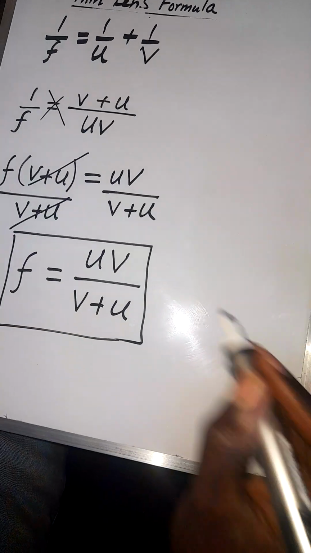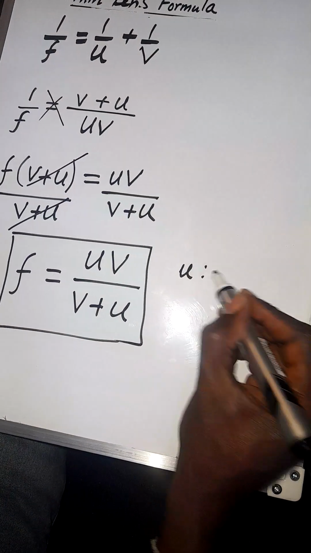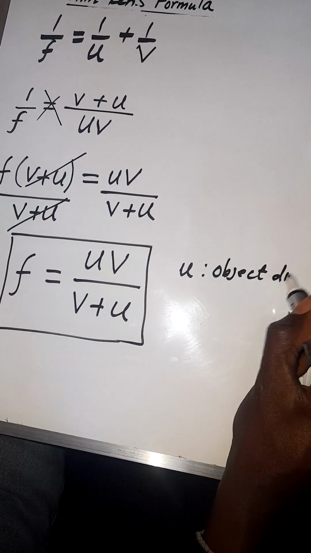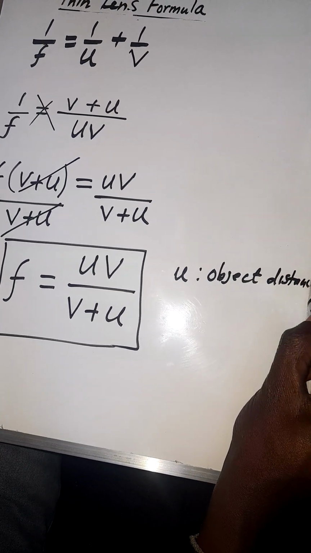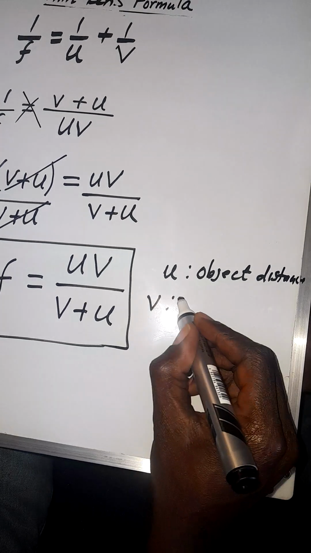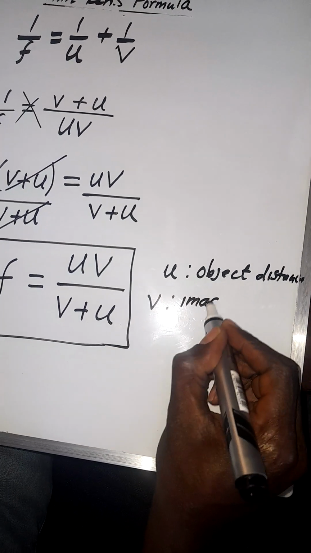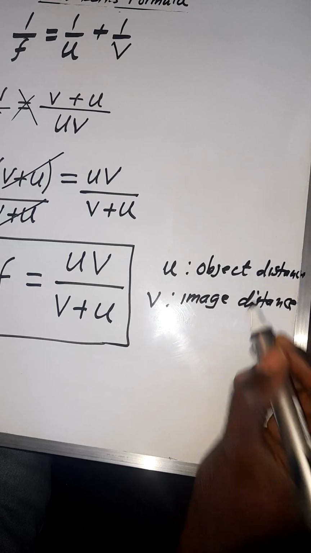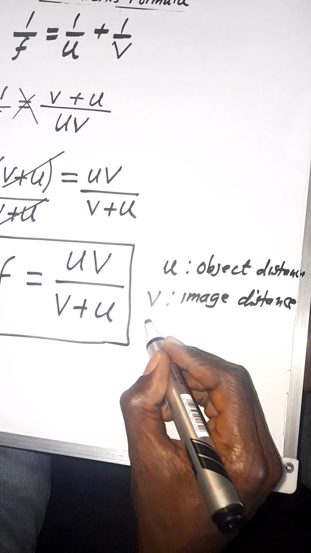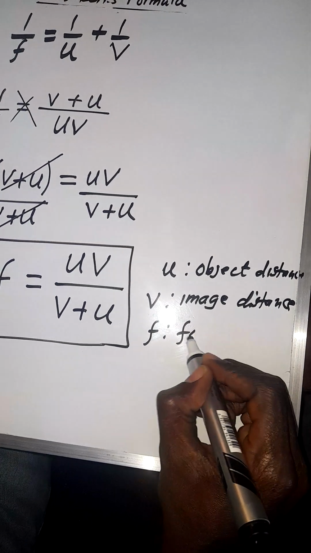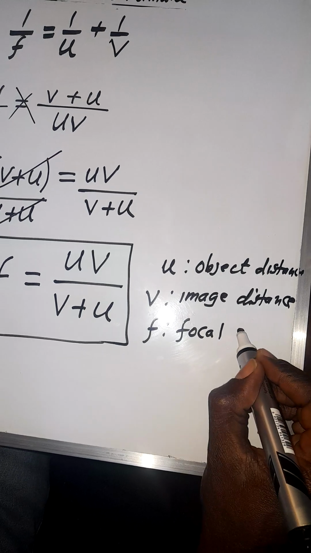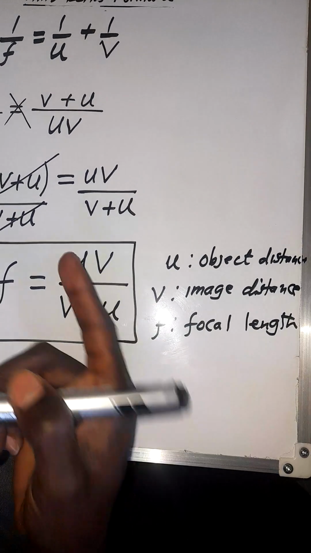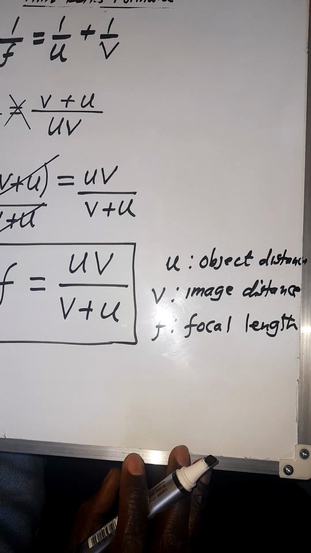So it's very simple. Remember, our u is representing the object distance from the lens, and our v is representing the image distance, again starting from the lens, and our f is representing the focal length. So when you want to calculate the focal length, it is easier for you to use that.